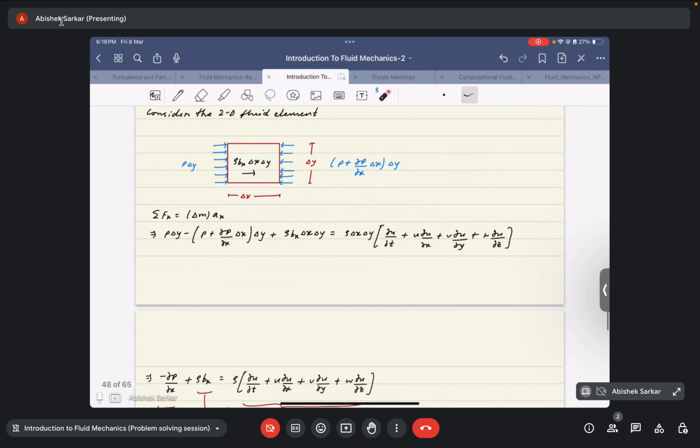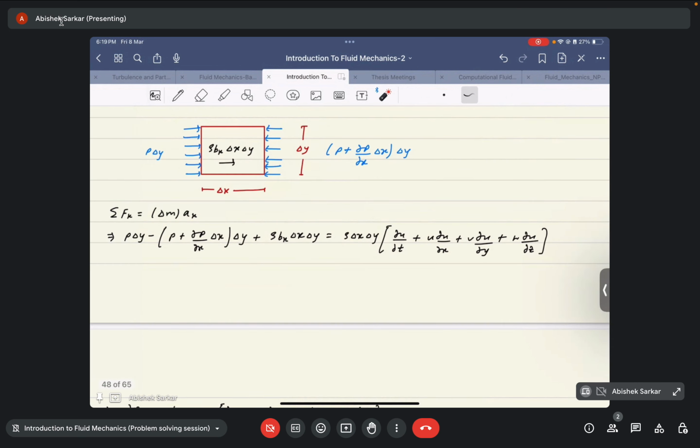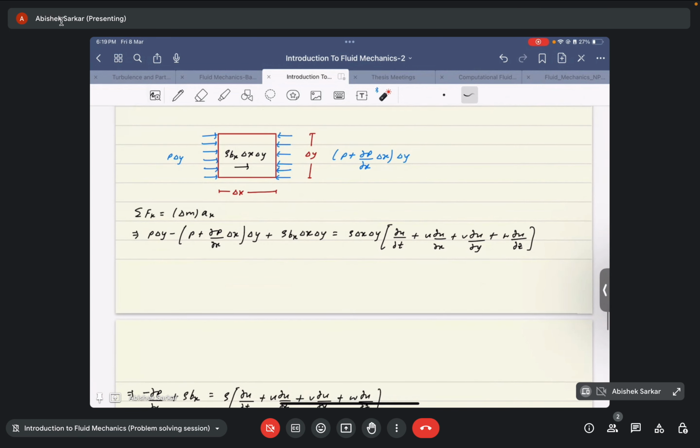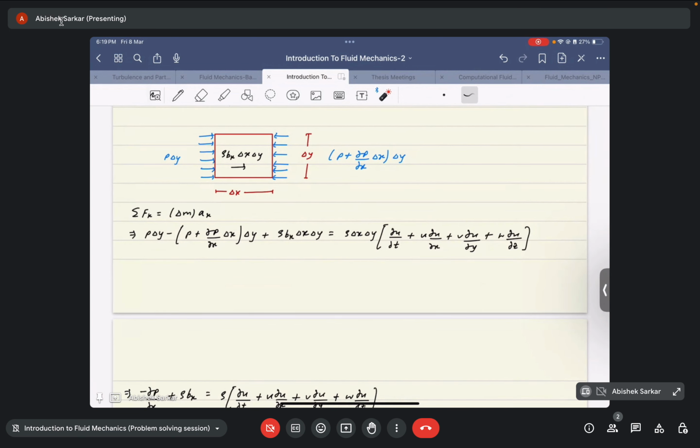Then rho into volume would give us the mass, right? And the acceleration is given by the Eulerian form of the acceleration, given by ∂u/∂t plus u ∂u/∂x plus v ∂u/∂y plus w ∂u/∂z. I hope this is clear. Sorry, it was zoomed in too much, so I hope it's fine now. Yes, so this expression is clear, I guess.